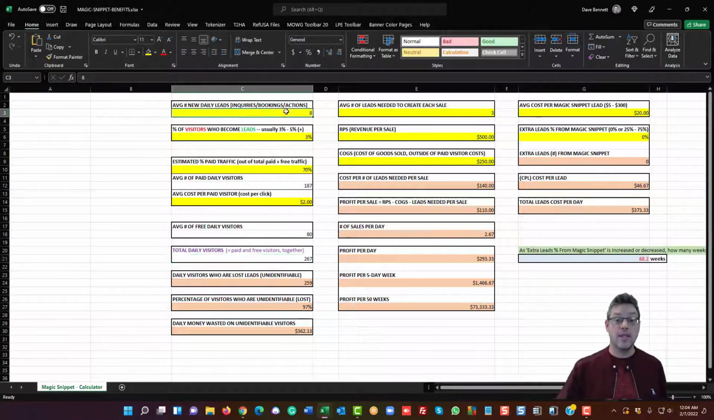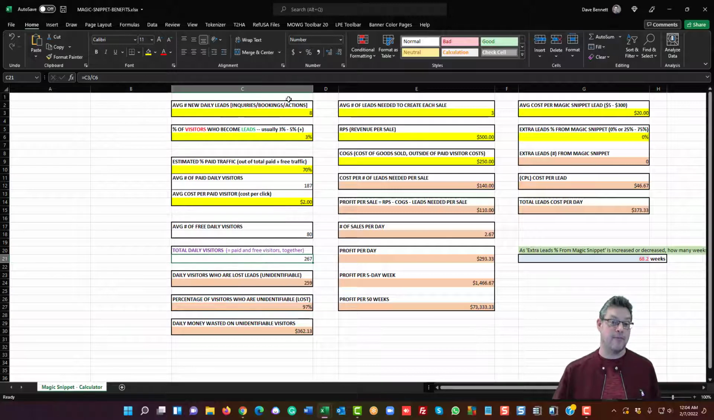And you're only getting 8 that are actually becoming leads. So out of 267 who came, 8 did something. So the daily visitors who are lost leads, they're unidentifiable. You have no way of figuring out who they are and how to reach back out and contact them. That's 259 out of those 267. Because what's left over is the 8 who did something, who became leads.